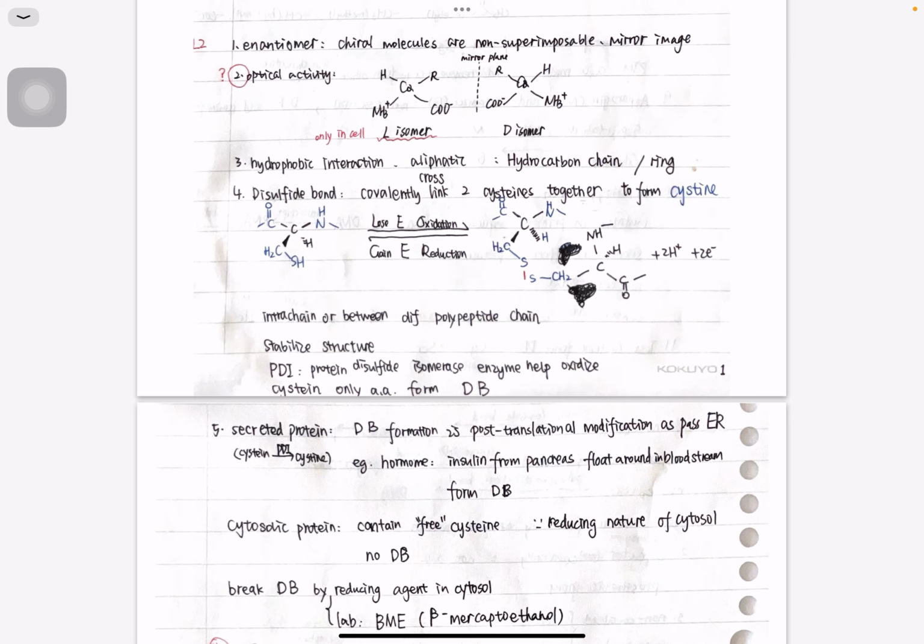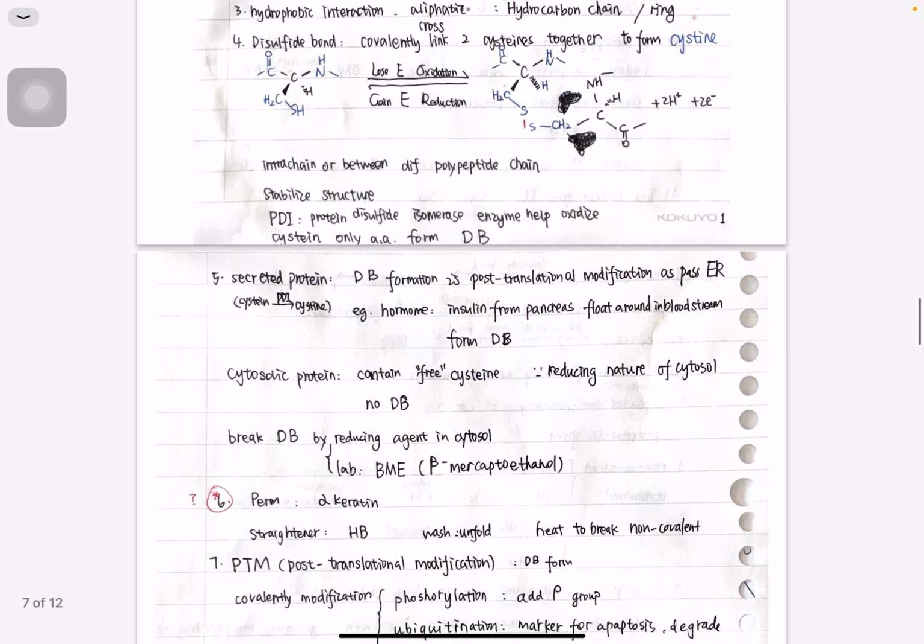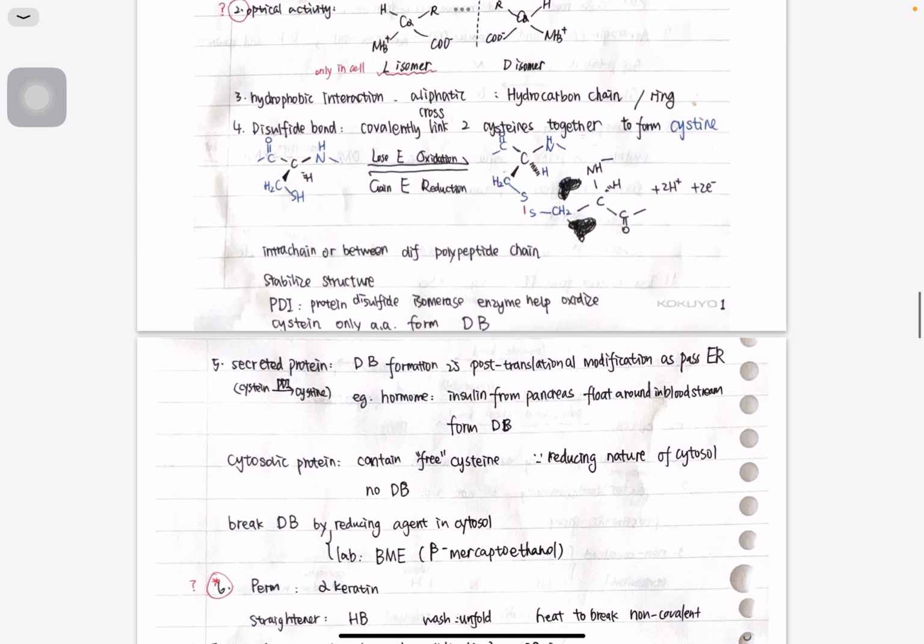And the cytosolic proteins contain free cysteine because of the reducing nature of the cytosol. In the cytosol we don't have disulfide bonds because there are reducing molecules in the cytosol, so the cysteines cannot form cystine. And in the lab we have the BME I mentioned earlier. This can break the disulfide bond.